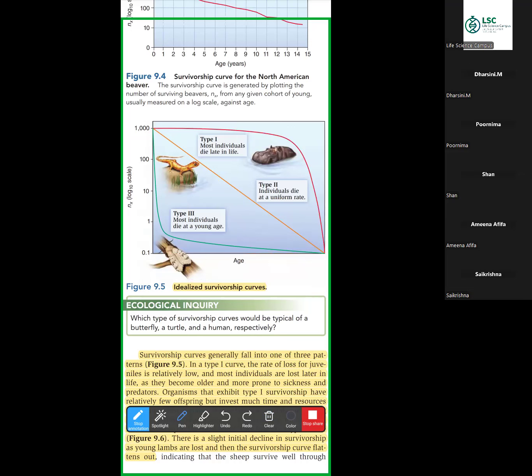These organisms will produce relatively small number of individuals, and they also exhibit parental care. These are the peculiarities of organisms exhibiting type 1 survivorship curve. They will exhibit parental care and also produce relatively small number of individuals. Example, mammals. Is it clear? Type 1 survivorship curve. Yes ma'am, clear.